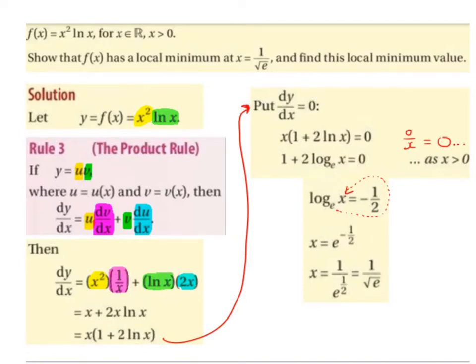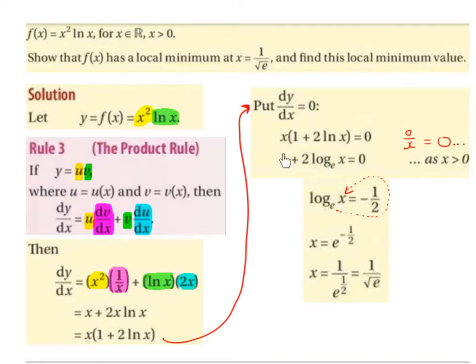So now we have our derivative, and what we do is we put it equal to 0. So we put dy/dx equal to 0, so x times (1 plus 2 natural log x) equals 0. And then we divide both sides by x, so x divided by x just cancels, and 0 divided by x is just 0. And then we change the 2 natural log x to 2 log base e x, which is the same thing.